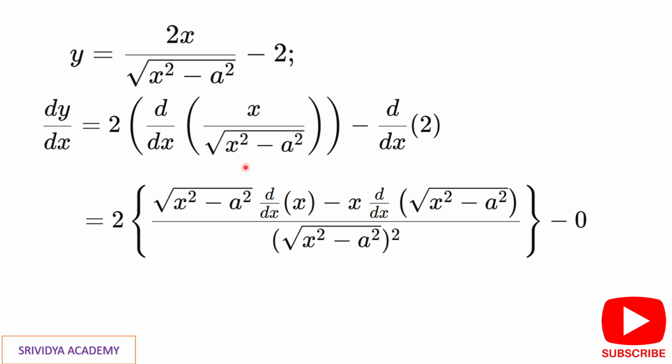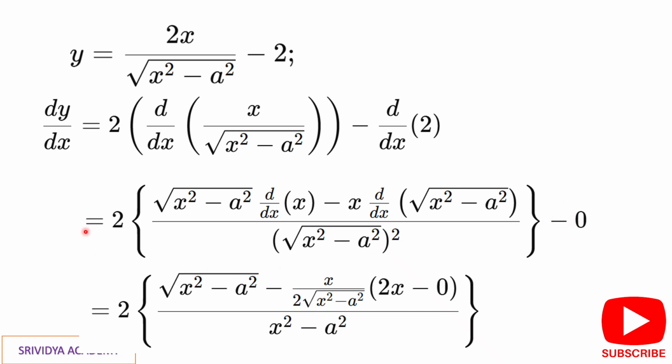So we have denominator, which is root of x square minus a square, into d by dx of numerator, that is d by dx of x, minus numerator, that is x, into d by dx of denominator, that is d by dx of root of x square minus a square, whole divided by denominator square. Denominator is root of x square minus a square whole square here, minus d by dx of 2 is 0.